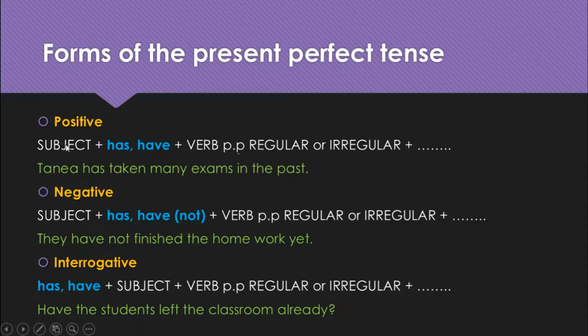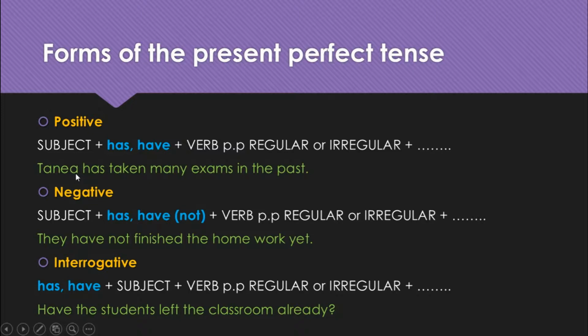Look at this example. Tanya. Tanya is our subject because it's a she. We have has, right? Taken, right? Taken, take, took, taken, the past participle form. Then we have the rest of the sentence. Tanya has taken many exams in the past. What am I telling you here? I'm telling you that Tanya now is probably 20 years old, right? So she has taken exams when she was 18, 17, 16. She has taken many exams in the past, right?